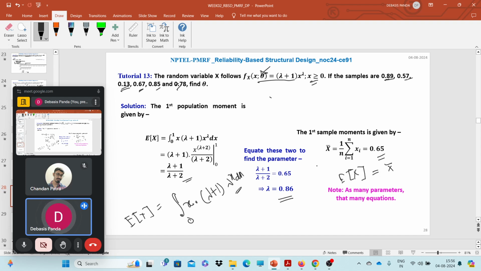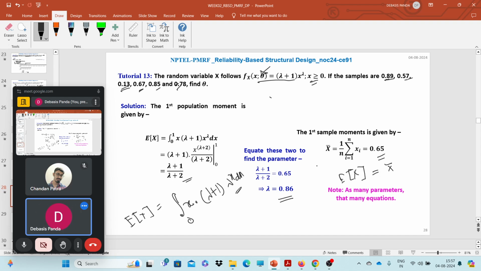Now here there is a point: as many parameters as we need to solve, that many equations we need to solve. Here we have one parameter, so we need to solve one equation. So if we have n parameters, we need to solve n equations.